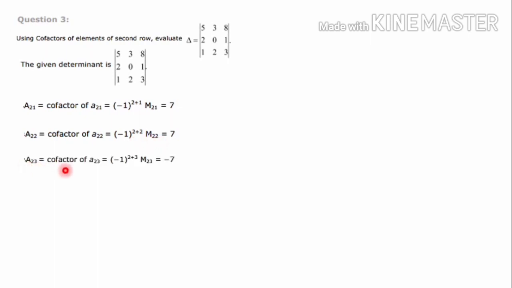Next is A23, the cofactor of A23, which is equal to minus 1 the whole power 2 plus 3. 2 plus 3 is 5. Minus 1 the whole power 5 is minus 1. Then M23, the minor of 23. For the minor of 23, this is the element, and that row and column are gone. 5 into 2 is 10, 1 into 3 is 3. So 10 minus 3 is 7. Here minus 1 into 7 is minus 7.